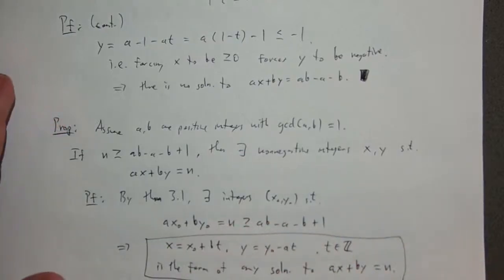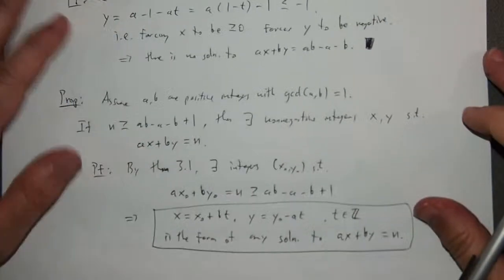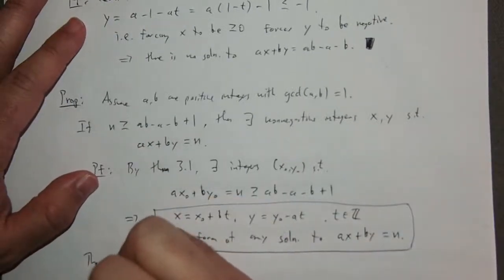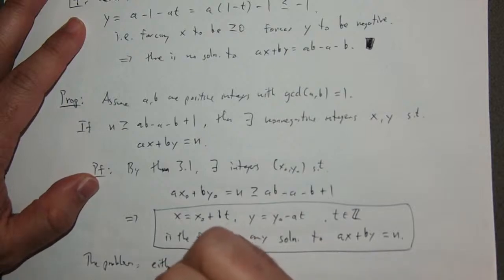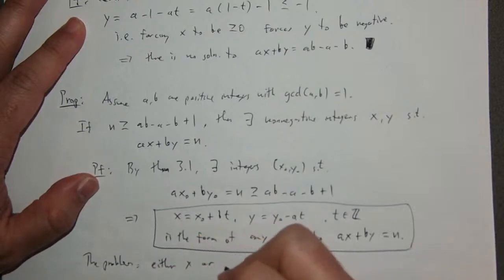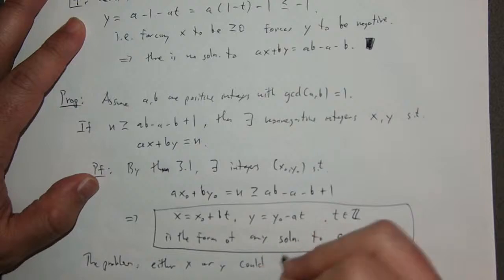Now, you are probably asking, why are we not done immediately? Well, the reason why is we have to guarantee that we can have both x and y be non-negative. Right, that's what we need. So basically, the problem, either x or y could be negative.